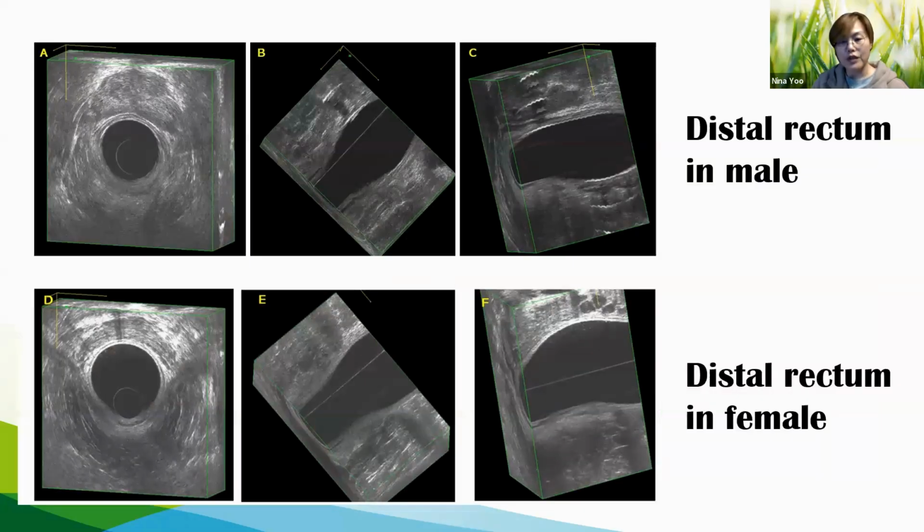You can actually locate where the tumor is located, especially in the distal rectum, and you can see each structure: where the sphincter is located, where the pelvic floor is located, and especially in males, you can see the prostate, and the vagina in females, and the pelvic floor muscle in detail.